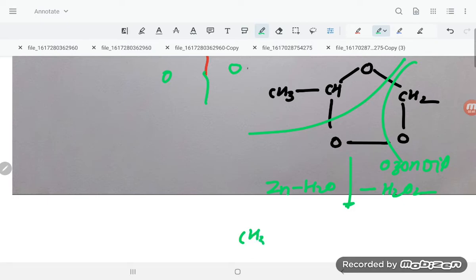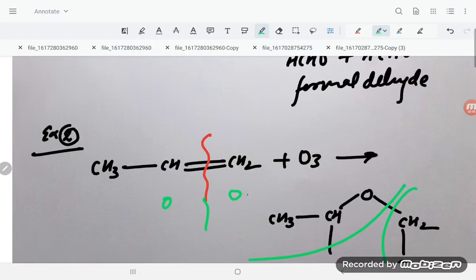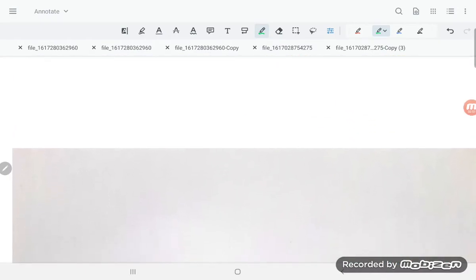This is the compound CH3CHO and here is HCHO. So one molecule of ethanal, and this is one carbon, so methanal. These are the two examples we got, students. Now let us have example number 3.